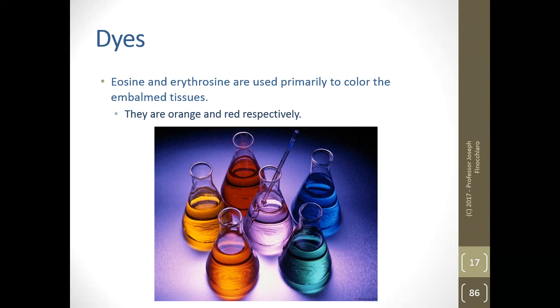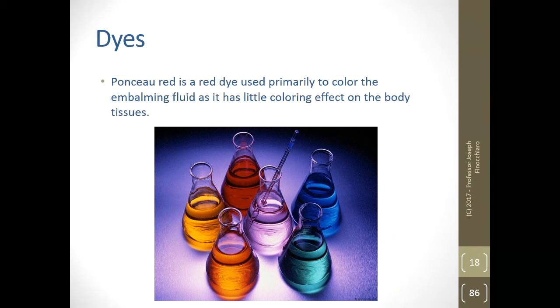Eosine and erythrosine are used primarily to color the embalmed tissues, and they are orange and red, respectively. Ponceau red is a red dye. I would hope so. Used primarily to color the embalming fluid, as it has little coloring effect on the body tissues.